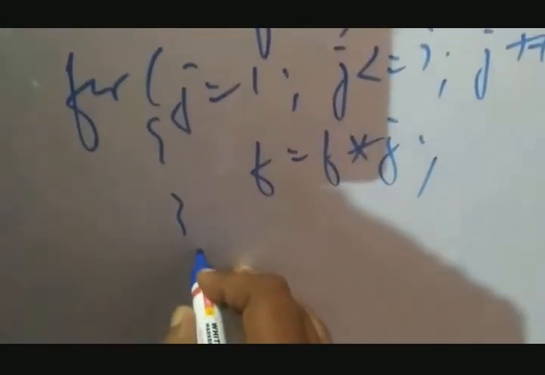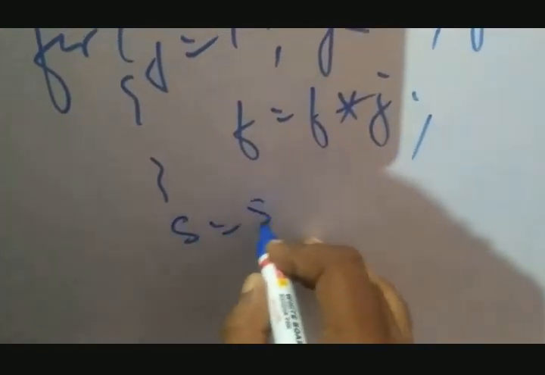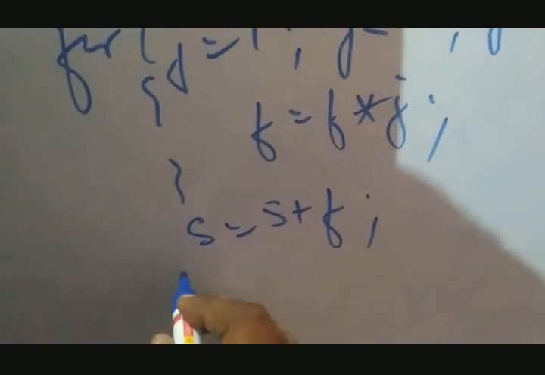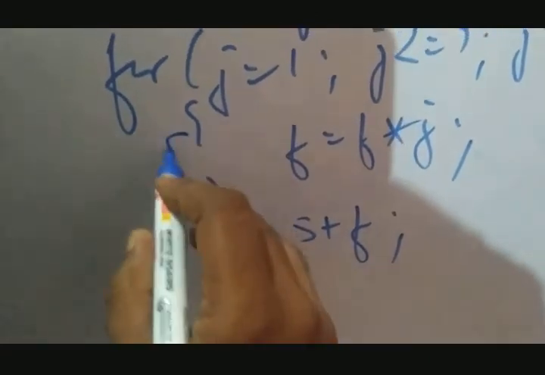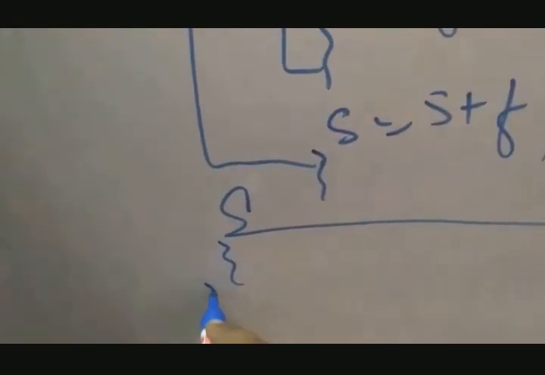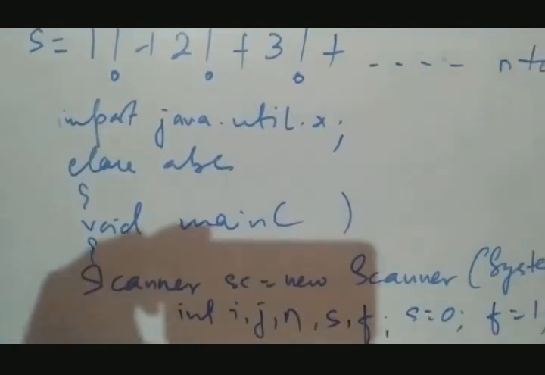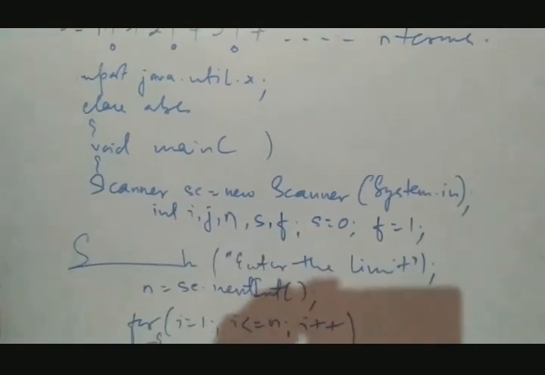And we need to find the sum of the series now. s equals to s plus f. Outer for close. This is the inner for, this is the outer for. Now you can print here. System.out.println s, the sum of the series. Close the main, close the class. This is all about your program. This is how the program has to be written.